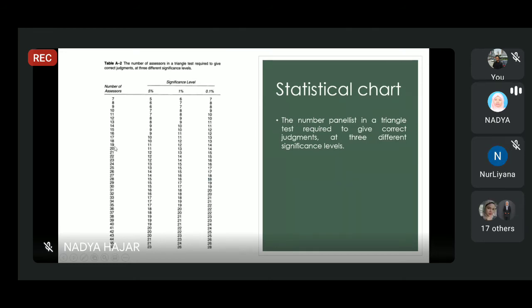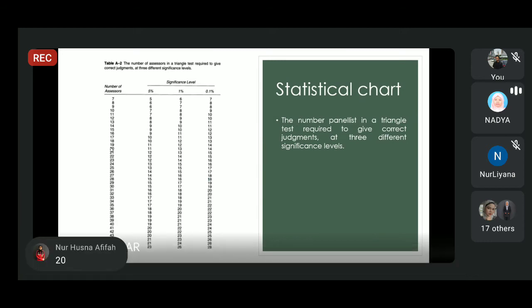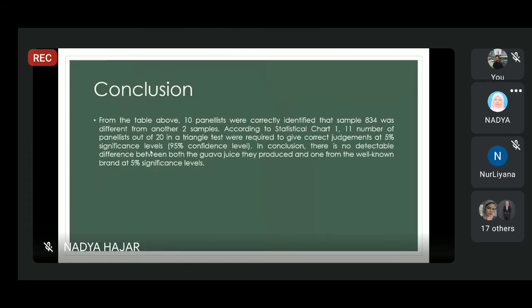Okay, so kita ada assessor sini 20 orang. So kita nak pakai significant level 5%. So dekat sini adalah 11. Betul nampak? Semua nampak? Nampak. 11. Okay. So 11 number of panelists out of a 20 in a triangle test were required to give a correct judgment at 5% significant level.